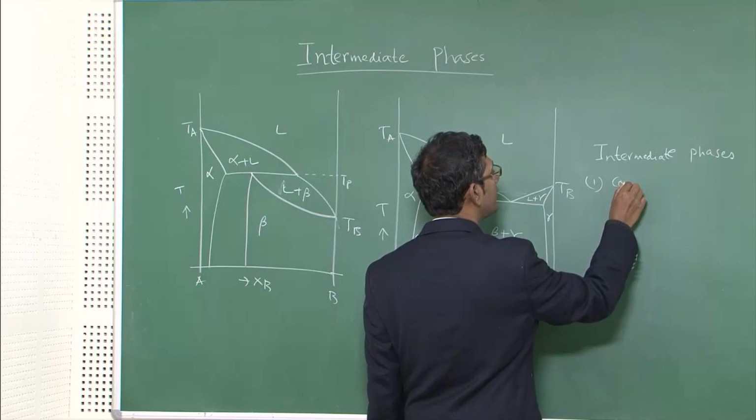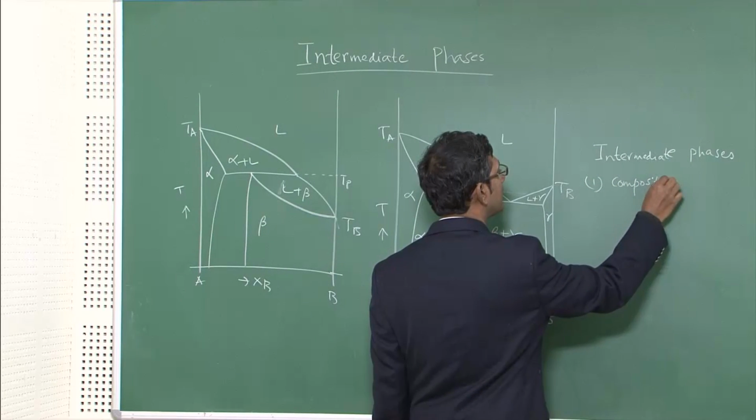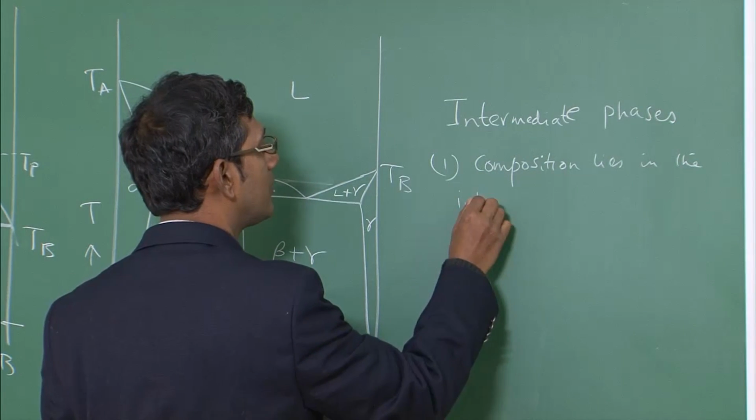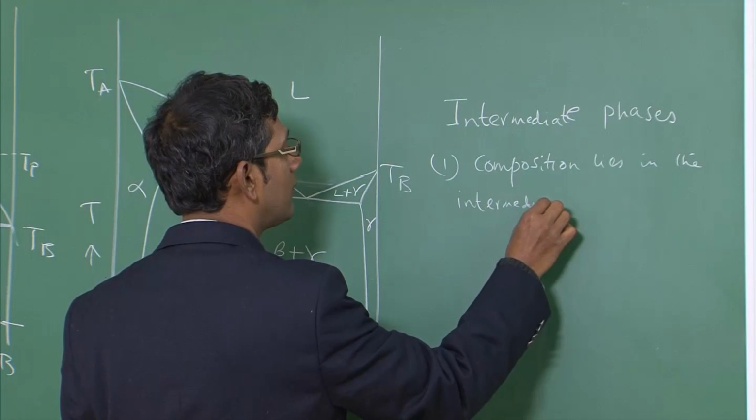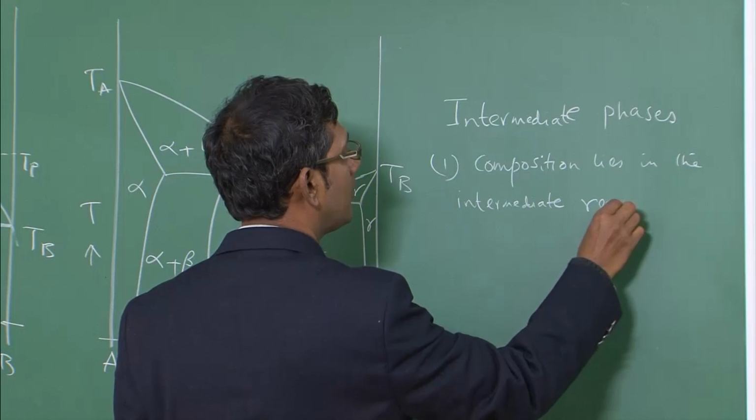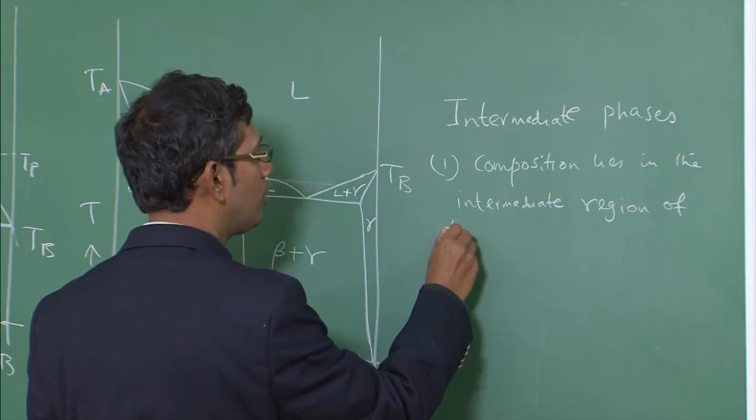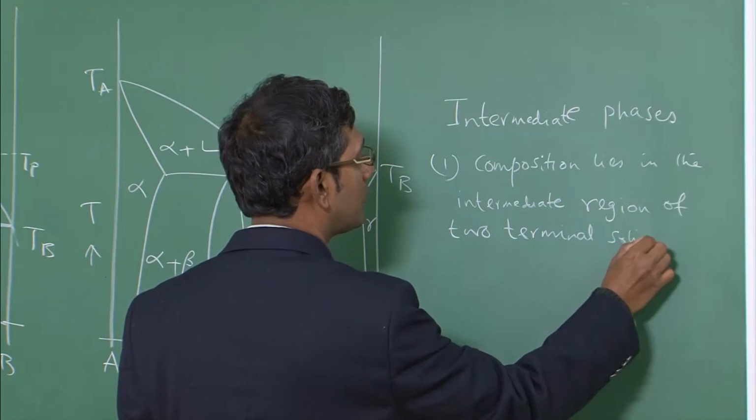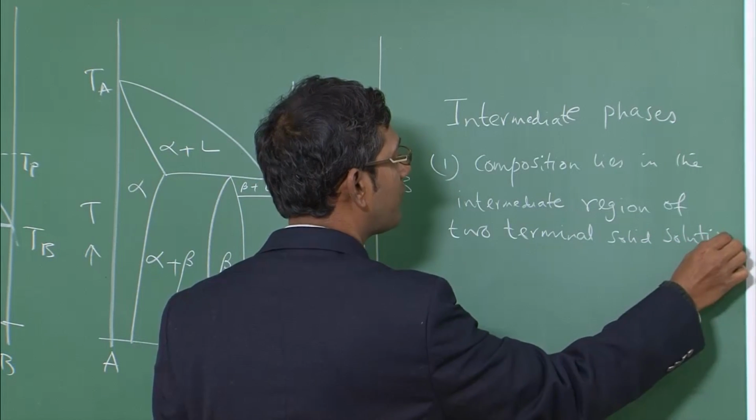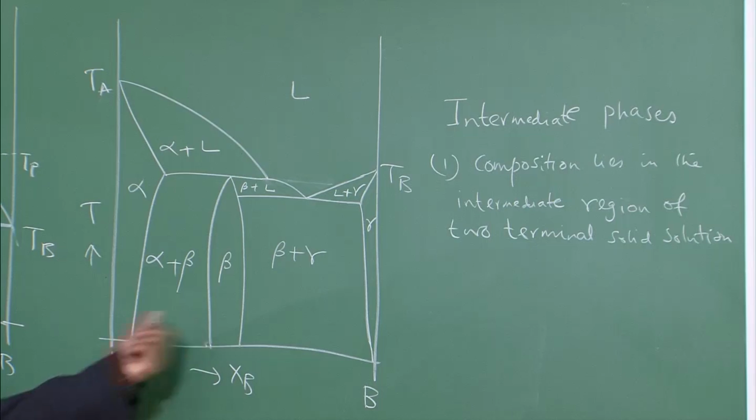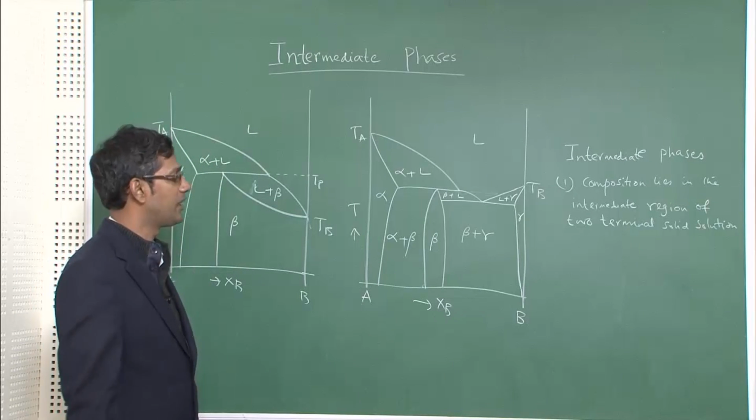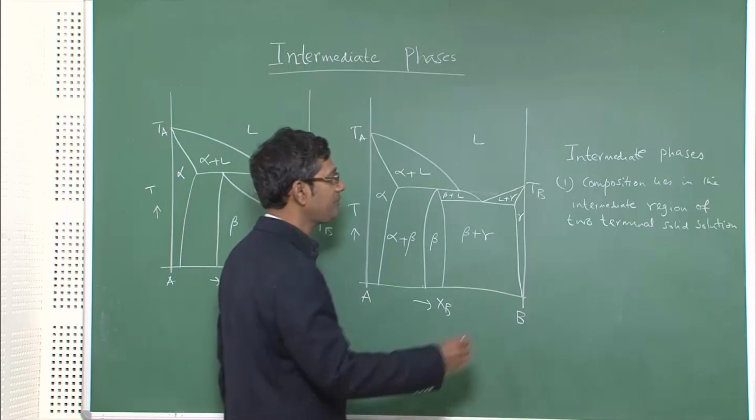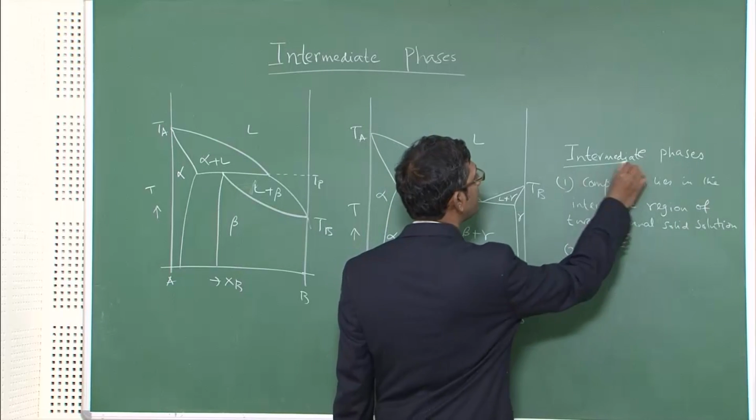So, first, the composition lies in the intermediate region of two terminal solutions. That is the first thing you will see for this kind of phases, and this is very common, which I will show you very quickly after some time, how these phases will appear in the phase diagram. So, this is the first condition to be satisfied for an intermediate phase.